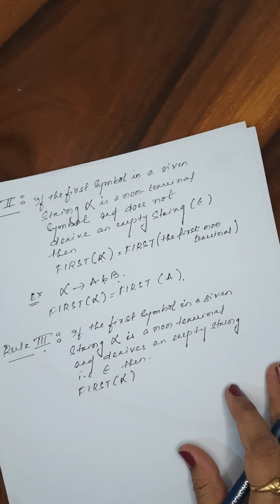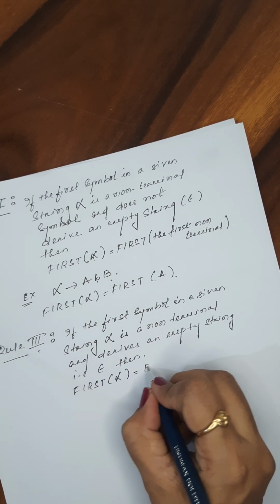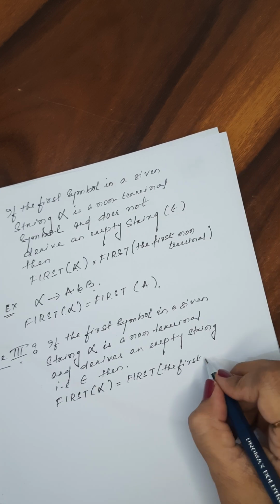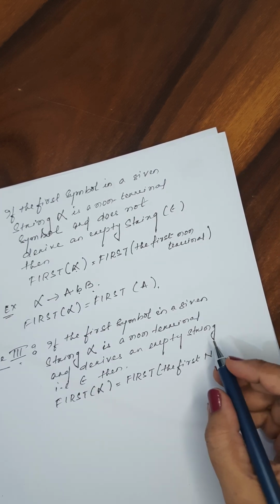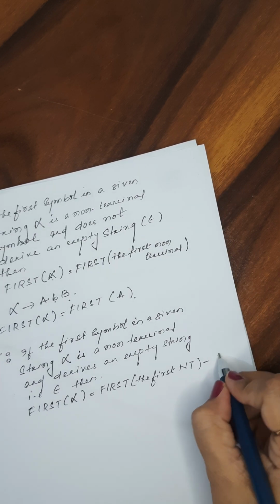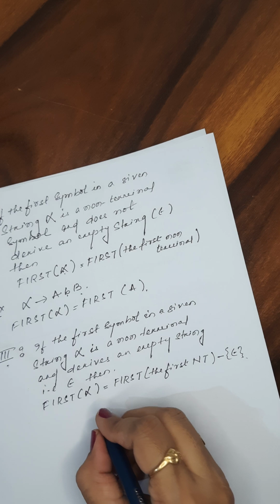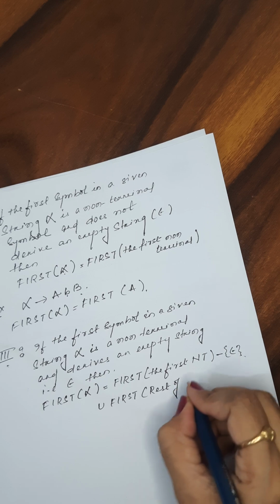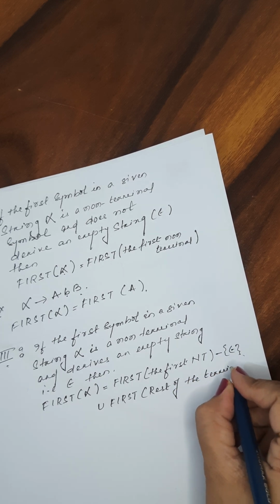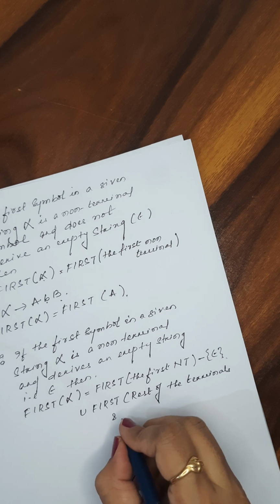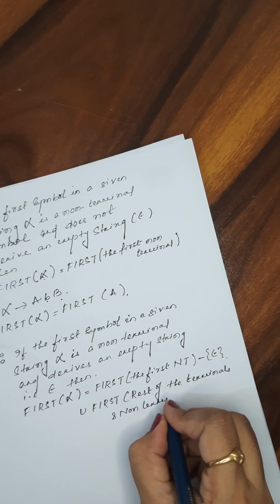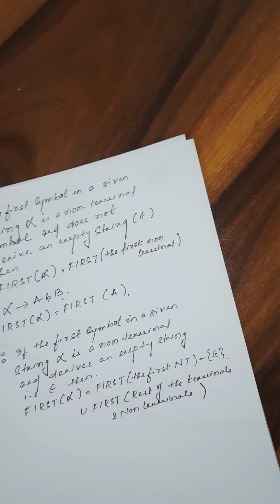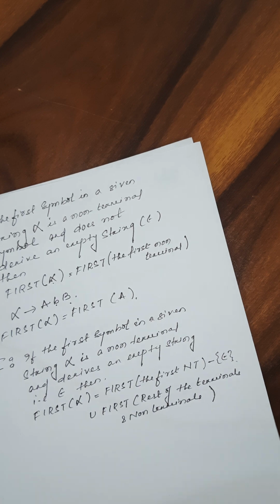first of alpha will be equal to first of the first non-terminal, here non-terminal I am writing NT in short, minus epsilon, union first of the rest of the terminals and non-terminals. Okay, these are the 3 rules for calculating your first.